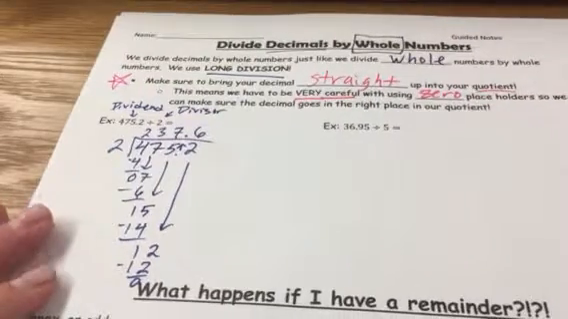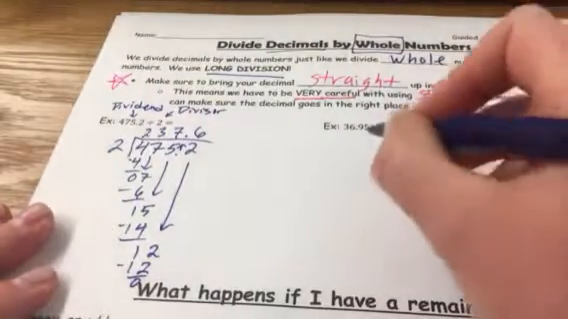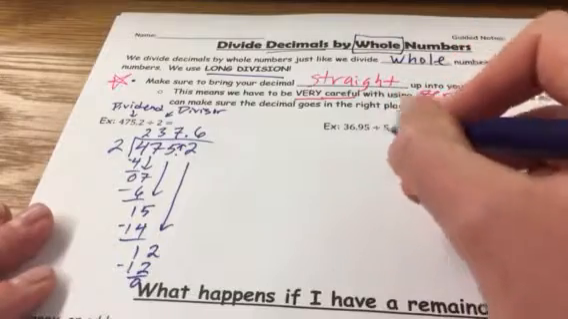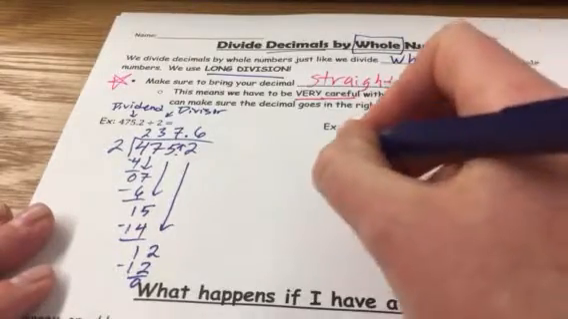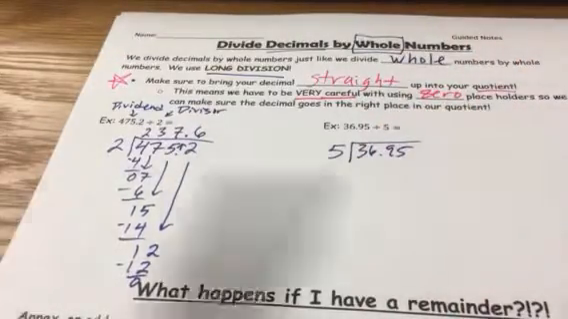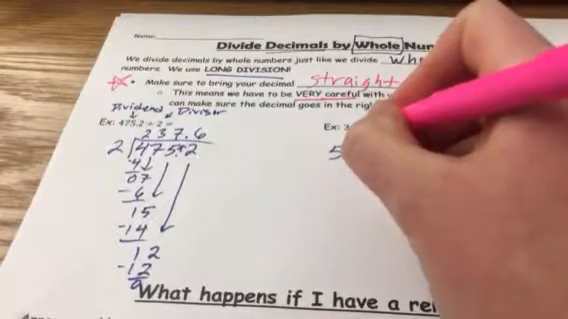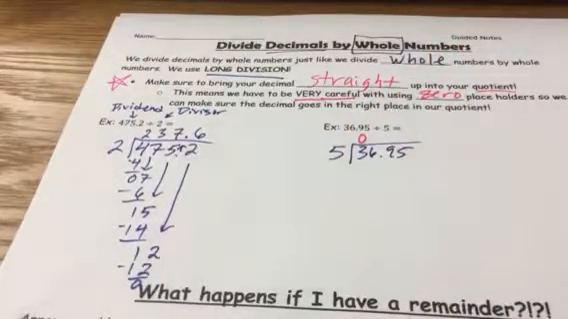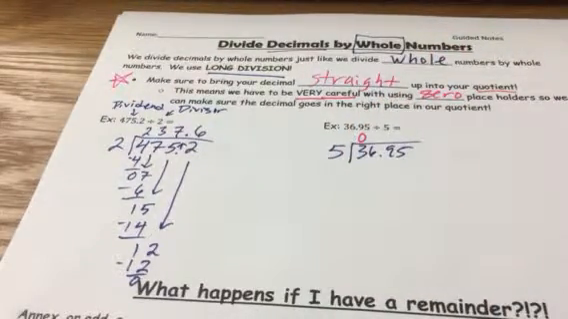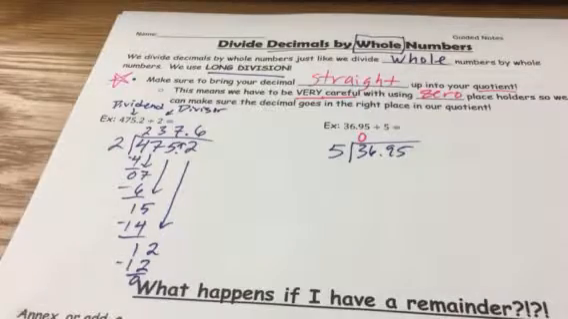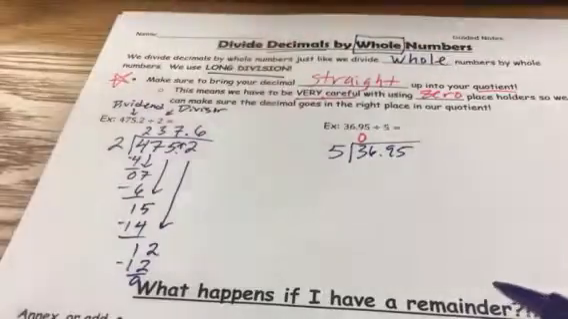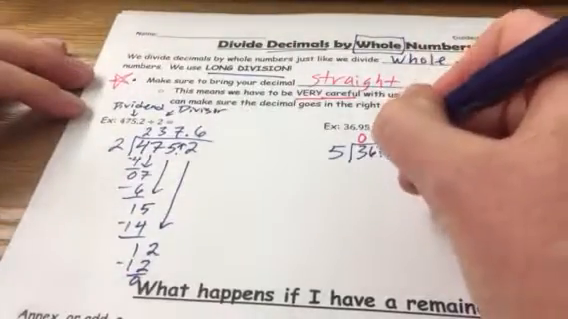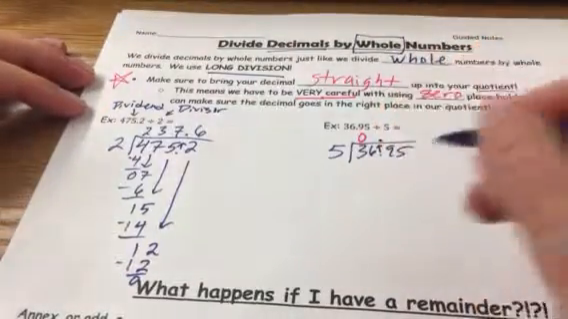Let's take a look at another example. We have 36 and 95 hundredths. So I've got 36 and 95 hundredths divided by 5. And this is where I need you to be really careful using a 0 placeholder. 5 goes into 3 0 times. Put a 0 above that first number so that everything else stays properly lined up. Because if not, if you put your first number here, your decimal is going to end up being in the wrong spot when we bring it straight up.